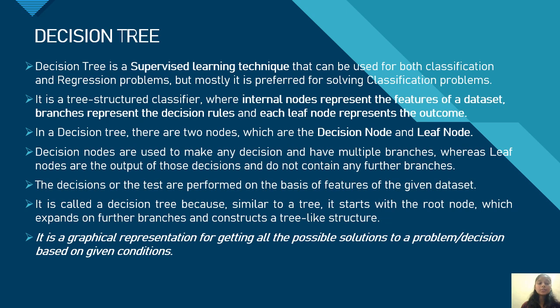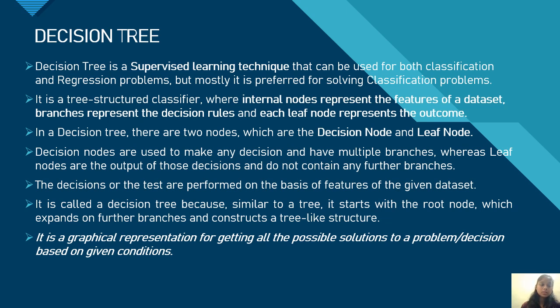In a decision tree, there are two kinds of nodes: the decision node and the leaf node. Decision nodes are used to make decisions and have multiple branches, whereas leaf nodes are the output of those decisions and do not contain any further branches. The decisions or tests are performed on the basis of the features of the given dataset.